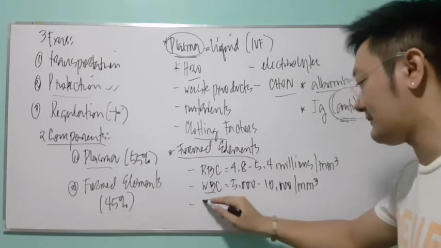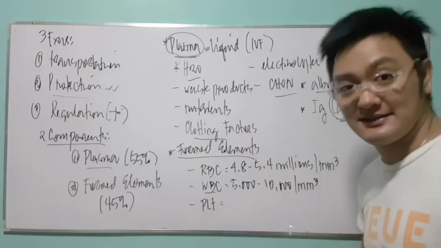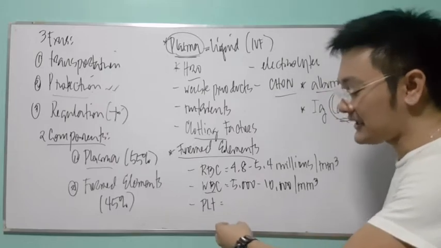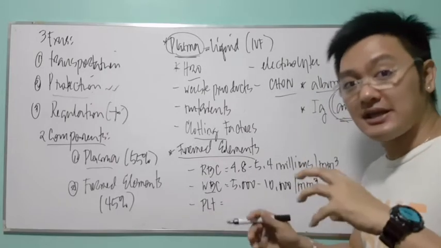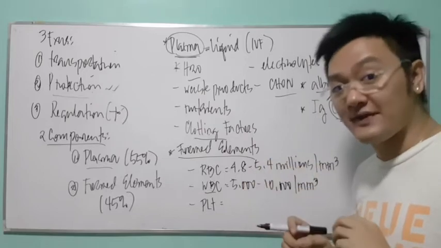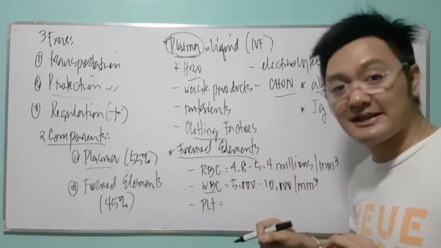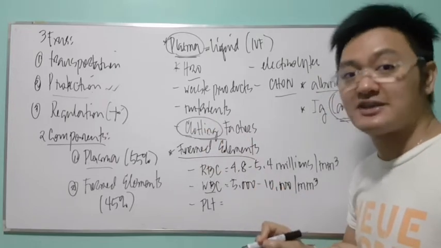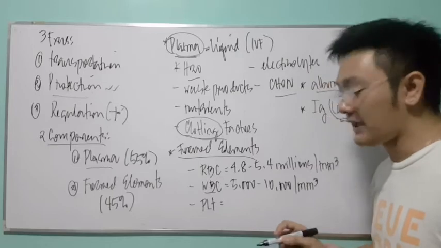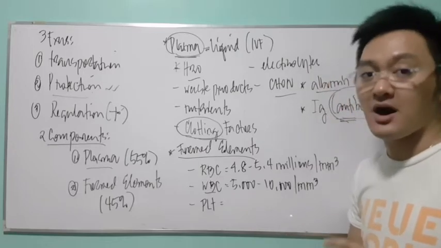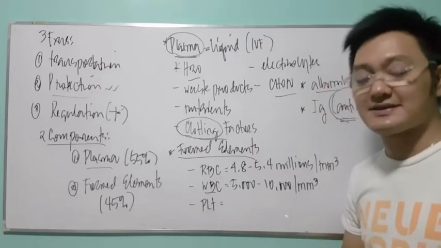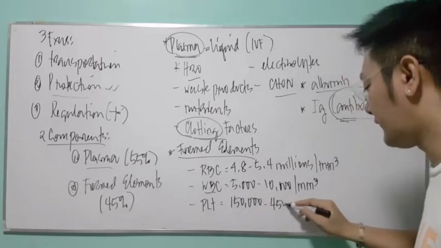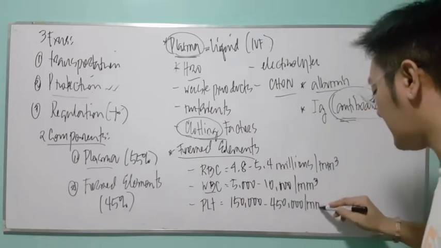Another formed element is what we call your platelet. We also call platelet your thrombocytes. This is actually a cell that initially controls or prevents bleeding. But the effect of your platelet is only temporary. What gives a permanent effect is your clotting factor. Anyway, the normal platelet count ranges from 150,000 to 450,000 per cubic millimeter.